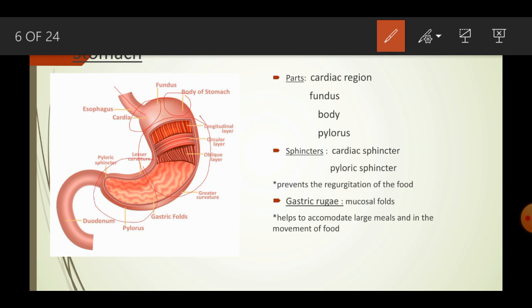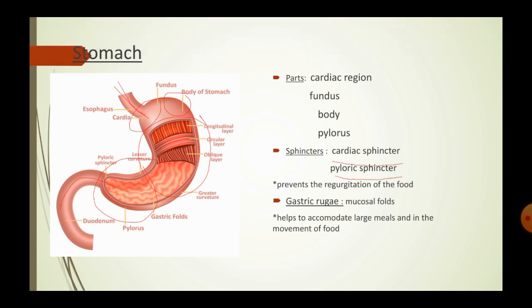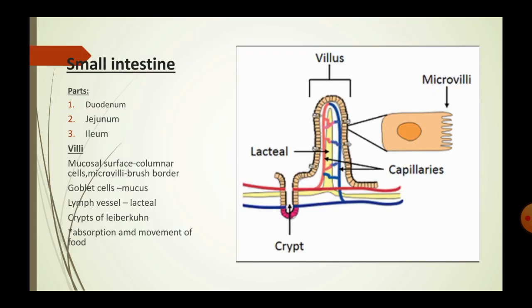pylorus. There are 2 sphincters that guard the openings in the stomach, namely the cardiac sphincter or the esophageal sphincter that guards the opening of the esophagus into the stomach, and the pyloric sphincter that guards the opening of the pylorus into the duodenum, that is the first part of the small intestine. The sphincters prevent the regurgitation or backflow of the food.